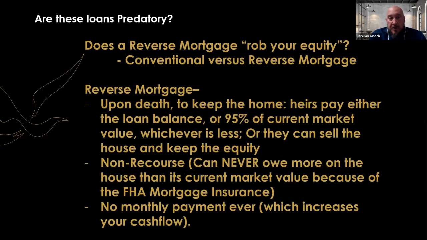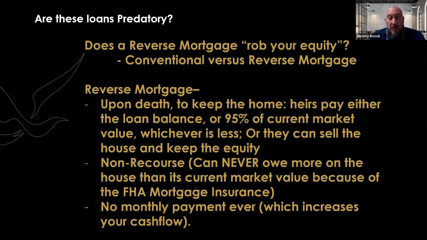So let's look at a reverse mortgage. Upon death, to keep the home, what the heirs do is pay either the loan balance or 95% of the current market value, whichever is less, or they can just sell the house outright and keep the difference in equity. If there is a spousal team and one of the spouses predeceases the other spouse, the remaining spouse can stay in the home.